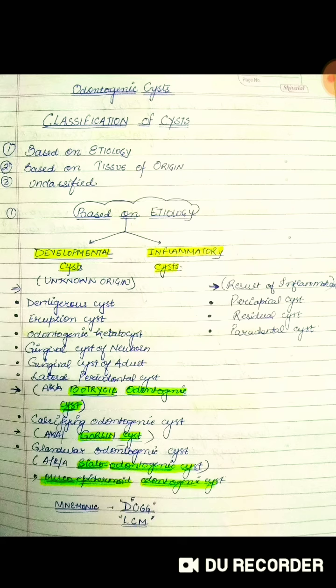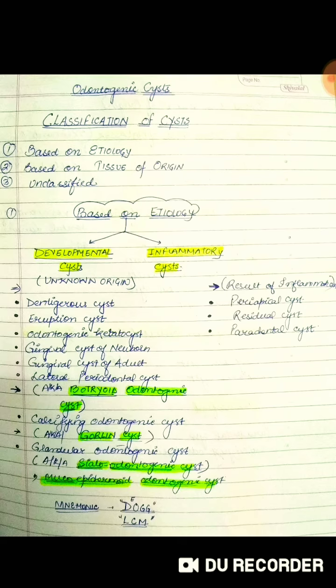lateral periodontal cyst, which is also known as the botryoid odontogenic cyst because of the pattern. The pattern means like a bunch of grapes, which we can see, and hence the name botryoid odontogenic cyst. And the calcifying odontogenic cyst, that is the Gorlin cyst. Glandular odontogenic cyst, also known as the sialo-odontogenic cyst, where sialo means the salivary glands from which it takes origin, and the mucoepidermoid odontogenic cyst.